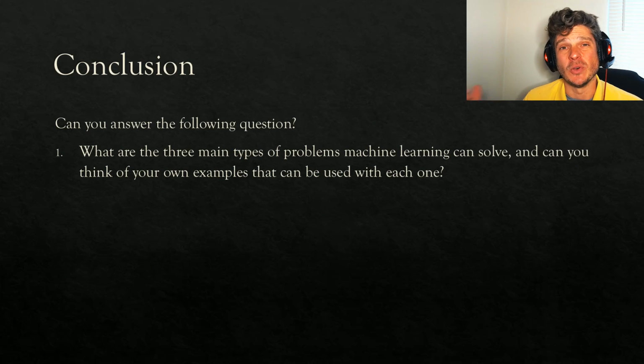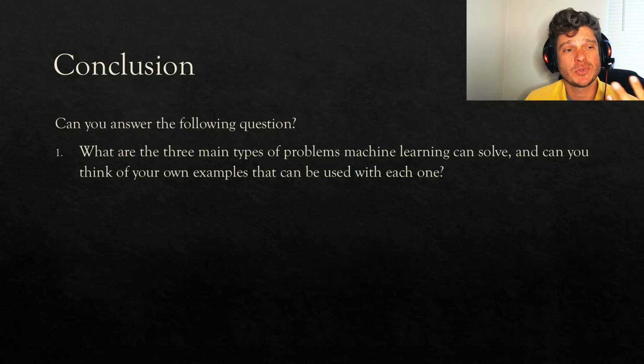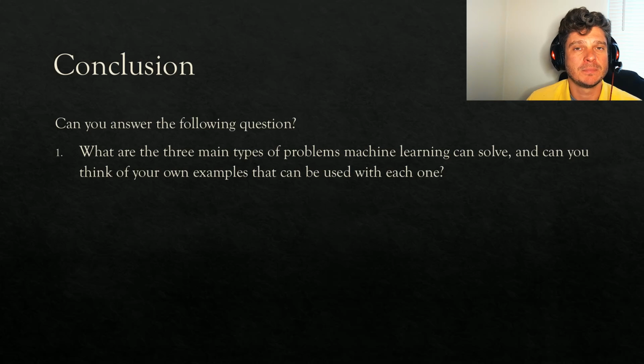All right, so at the end of this video, there's only really one question that hopefully we can all answer. First of all, what are those 3 main types of problems that machine learning can solve? And then try to think of your own examples. Think of data sets and answers we might want to pull out of those data sets, and try to think of an example for each one of those major problem types.